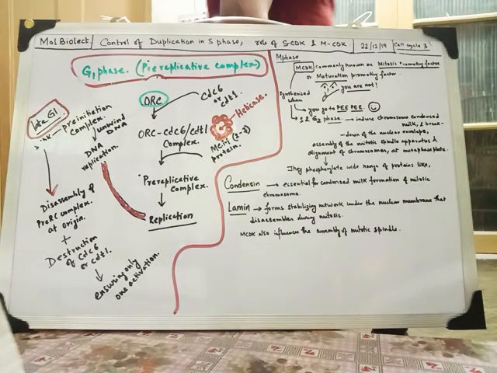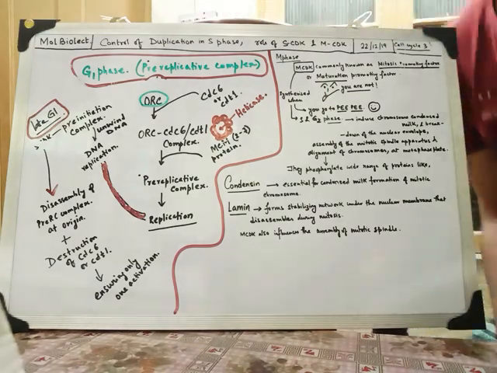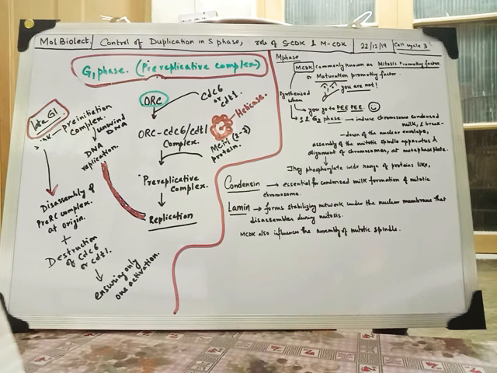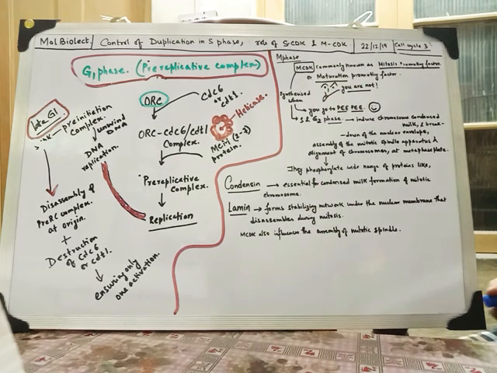Welcome to Mobile Lectures. Today we will be talking about the control of duplication in S phase, role of CDK and CDK. So, in case of control of duplication, we have to know that in the G1 phase, there is something forming, known as the pre-replicative complex. Now, how does this pre-replicative complex form?